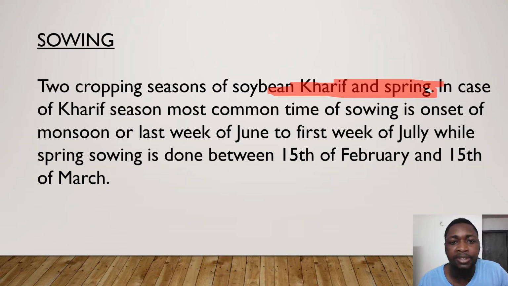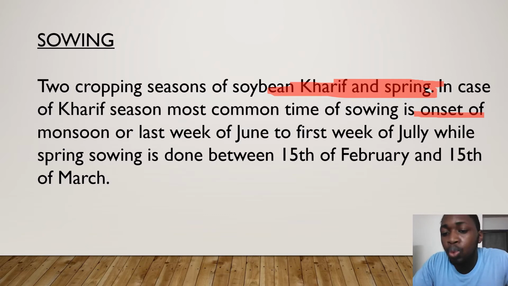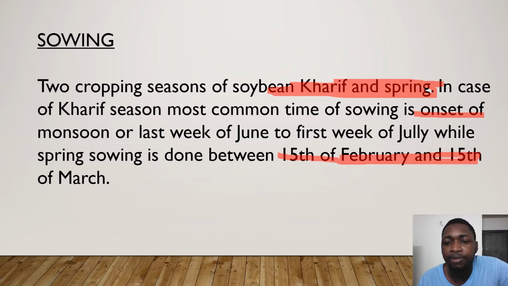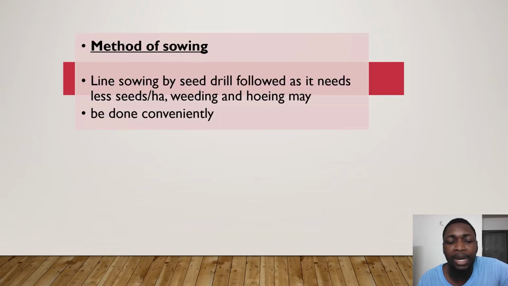In case of Kharif season, the most common time of sowing is onset of monsoon or last week of June. When I say last week of June, I mean maybe starting from 20 to 30 June up to the first week of July, that is 1 to 7 July. While spring sowing is done between 15 February and 15 March. So in spring, the recommended sowing time for soybean is from 15 February to 15 March.